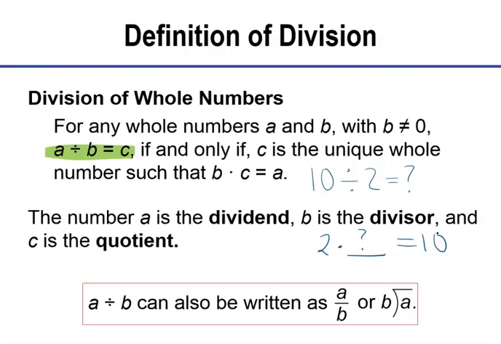It says the number A is the dividend. So remember, the number that you're dividing up, for instance, 10, here is our dividend, and our divisor is your B value, which clearly is 2. And our answer to the division problem is our quotient. So the quotient is our result right there.